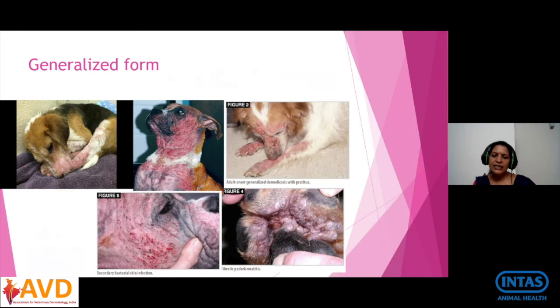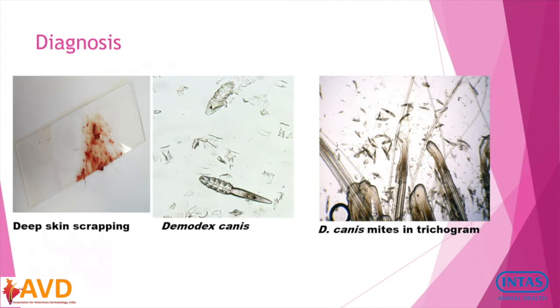And diagnosis, as I told, we have to take deep skin scrapings, always take multiple scrapings, and look for the mite. If you see only one mite, that will not be much significant, but if more than one mite is seen in every clinical manifestation, that is significant. In some areas we cannot take deep skin scrapings, like around the eyes, or in the case of legs. In those cases, we can take a bunch of hairs, that is trichogram, trichography, that can be done.